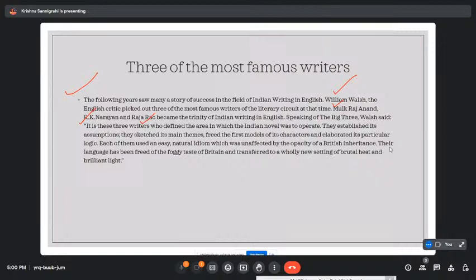an easy, natural idiom which was unaffected by the opacity of a British inheritance. So their language has been freed of the foggy taste of Britain and transferred to a wholly new setting of brutal heat and brilliant light. So this is what is being said by Walsh regarding these three writers referred to as the three trinities.